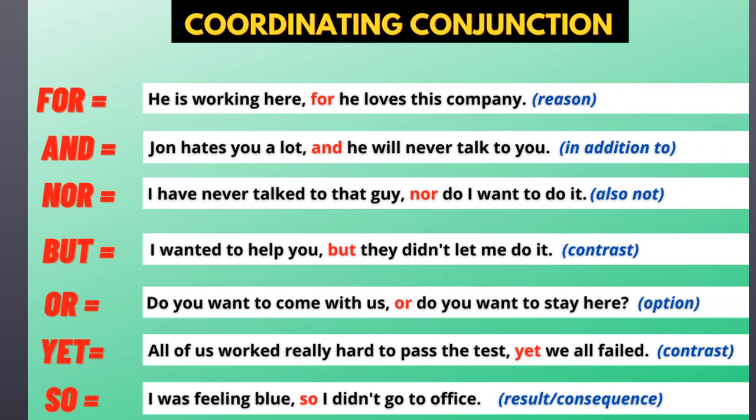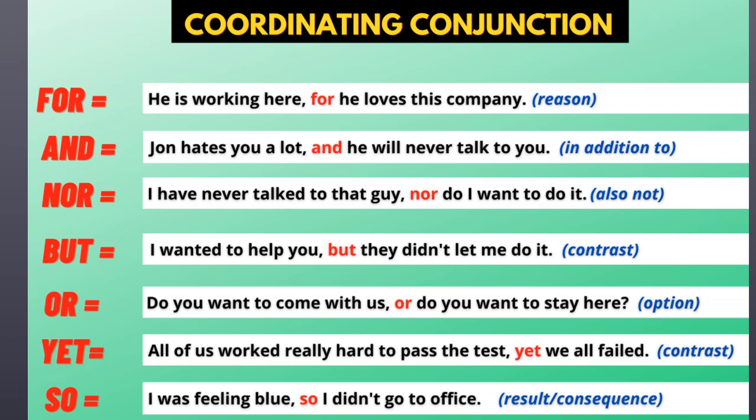You have some examples here. We use for for mentioning reason. He's working here for he loves this company. So the coordinating conjunction here is for. John hates you a lot and he will never talk to you. So you have here and, which adds, of course, information. I have never talked to that guy, nor do I want to do it. So nor, it's also not. I want to help you, but they didn't let me do it. So we use it for contrast.